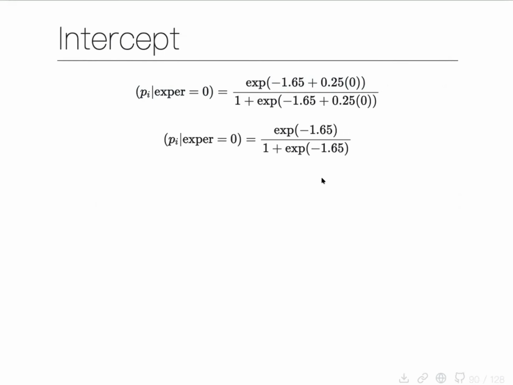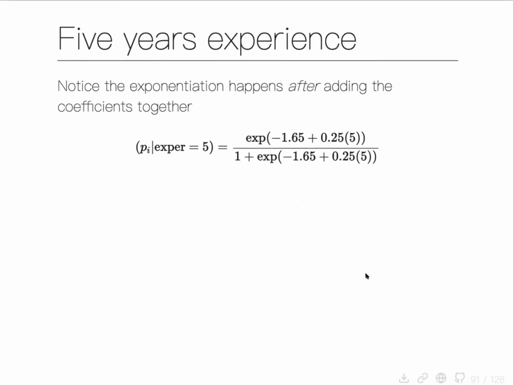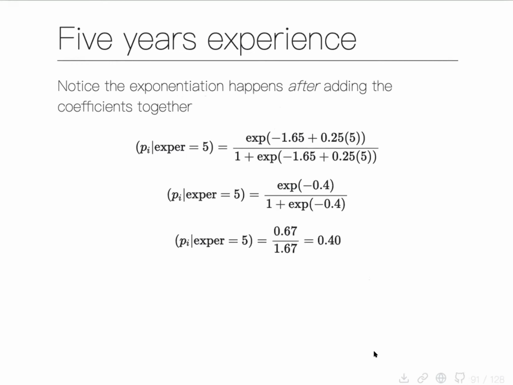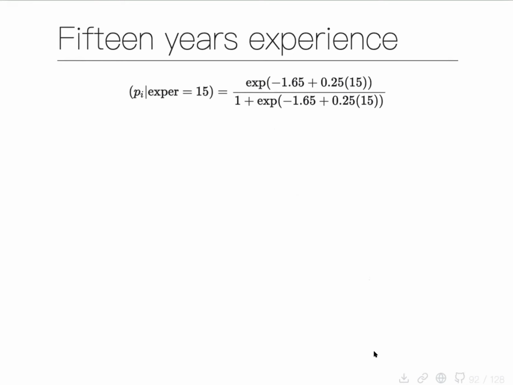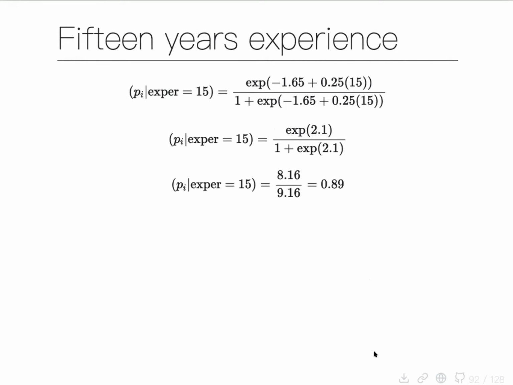Then we exponentiate these things. That's going to give us 0.19 divided by 1.19. And that gives us 0.16. Okay, so there's going to be a 16% chance of somebody being in the high wage category with 0 years experience. What about for 5 years? We do the same thing. We're just going to multiply 0.25 by 5. We get -0.4. So that's going to be 0.67 divided by 1.67, and we get 0.4. So there's a 40% chance that somebody with 5 years experience is going to be in the high wage category. And for 15 years, it's going to be an 89% chance.